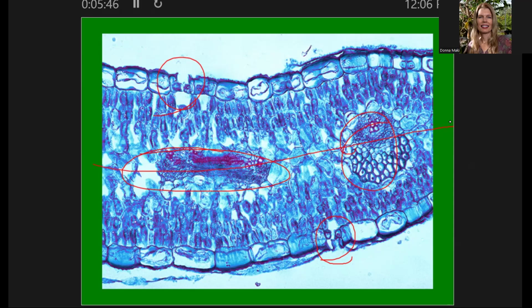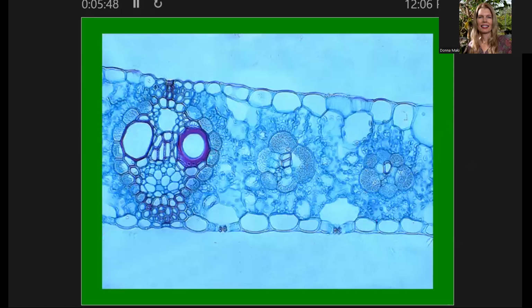Okay. What about this leaf? Parallel vein or netted? Parallel. So you have the major vein here, and then the two smaller veins, all kind of giving you the same look. So when they made that cut, they were all cut in cross section.